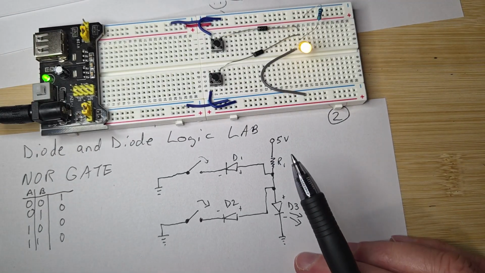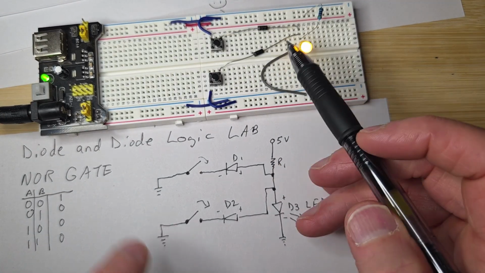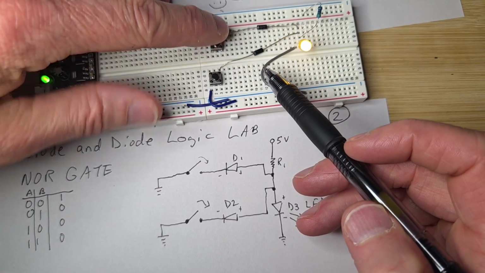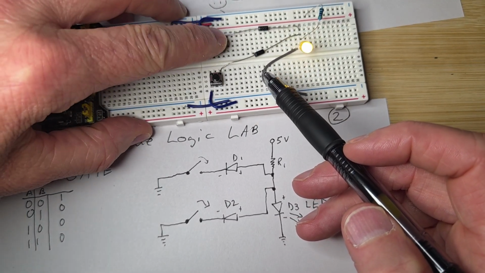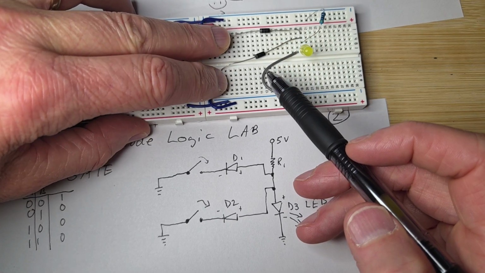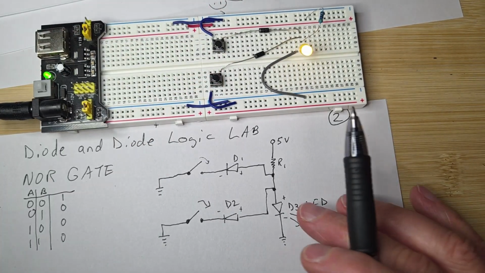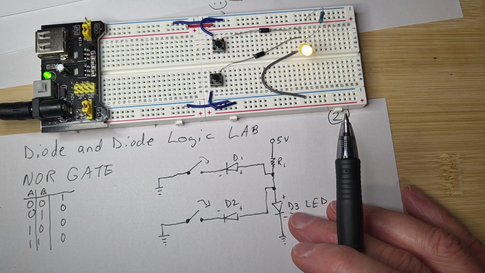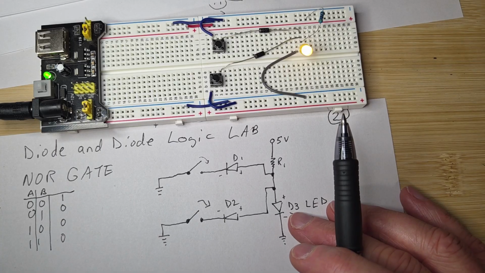Yeah, there you go. There's a NOR gate. So the output should be 1. Then if I do B, it should be 0. If I push A in, it should be 0. And if I push A and B in, it should be 0. So how cool is that? Now we have a NOR gate. And I'll go ahead and build the AND gate, and then we'll see how that works.